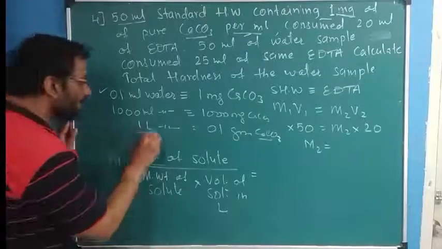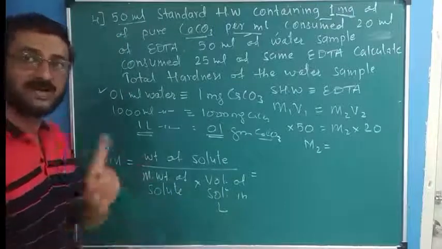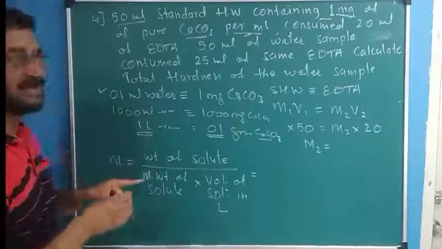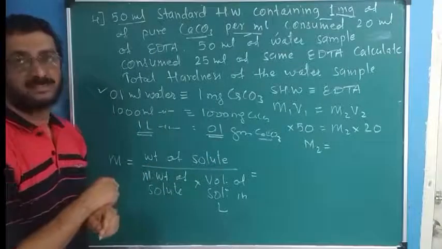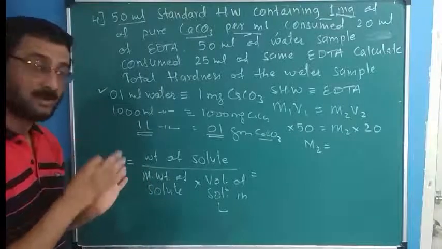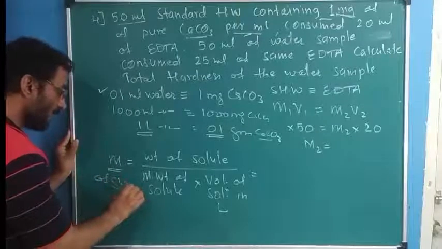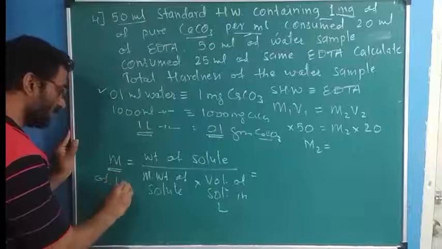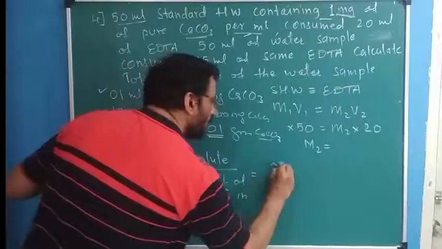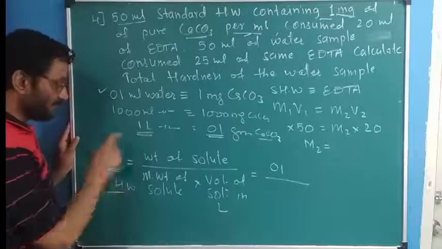So in a liter of that CaCO3 solution, how much solute is added? 1 gram. Fine. So from that you find out the concentration of standard hard water containing CaCO3, means M1 of part 1. How can this be calculated? Molarity of hard water, not standard right now. Weight of solute, how much is it? 1 gram per liter. It is added in a liter.